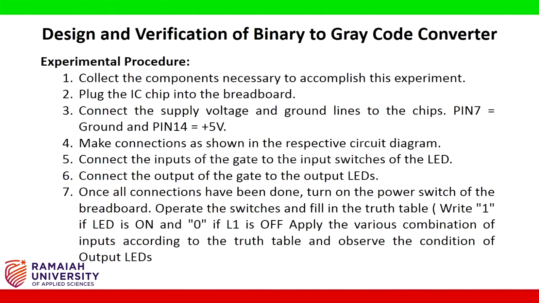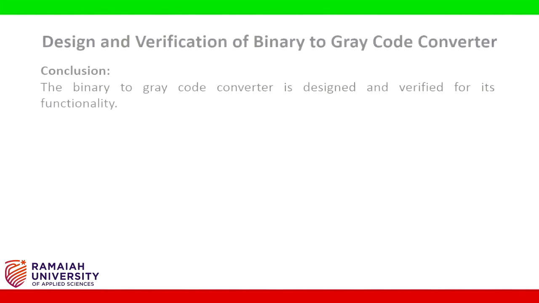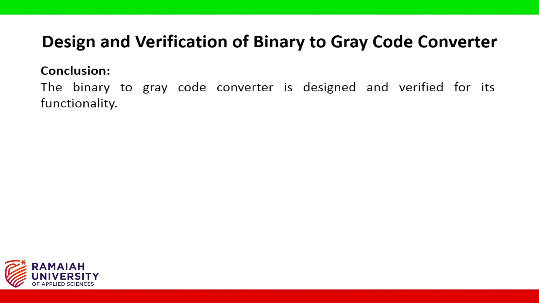Operate the switches and fill in the truth table. Write 1 if LED is on and 0 if LED is off. Apply the various combinations of input according to the truth table and observe the condition of output LEDs. Conclusion. The binary to gray code converter is designed and verified for its functionality.